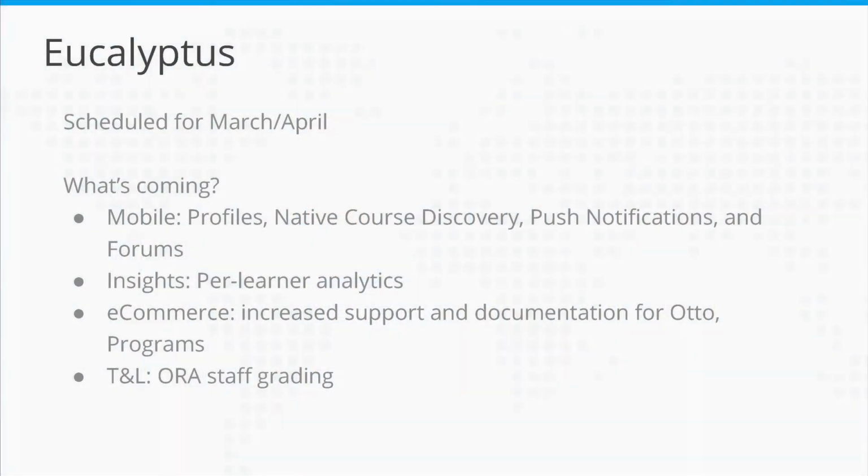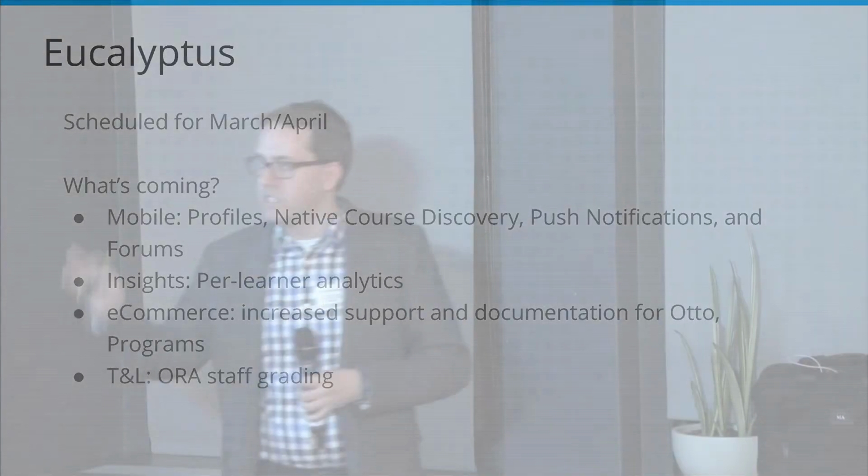So Eucalyptus, as we discussed, a controversial name, I understand. But what's coming? For mobile, we have all these great features: profiles, native course discovery, push notifications, forums, per learner analytics and insights, better support and documentation for Auto programs, which on edX.org are referred to as XSeries. Those are groups of courses that represent some larger program. Also staff grading, and there's a laundry list of other TNL features. That's the highlight for the moment.